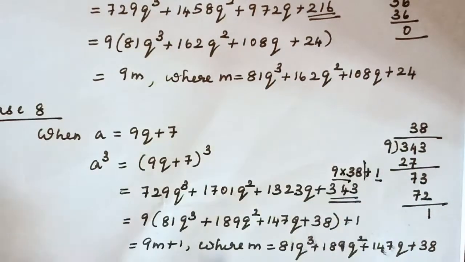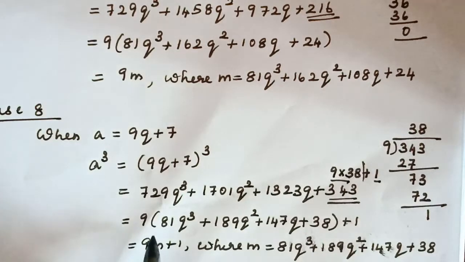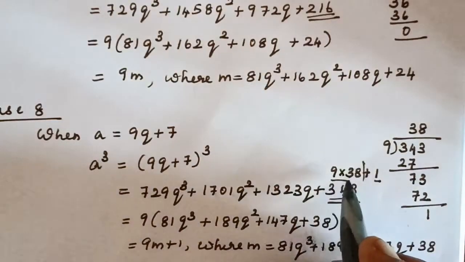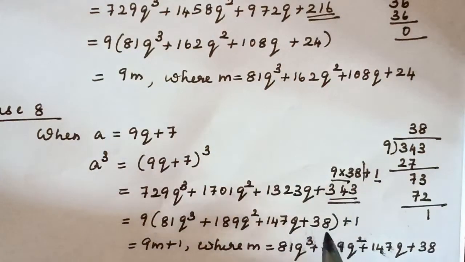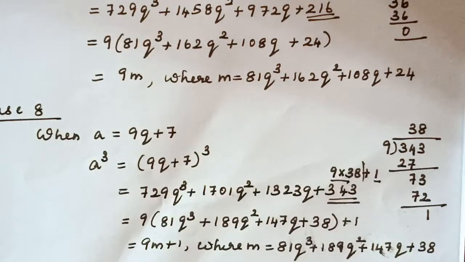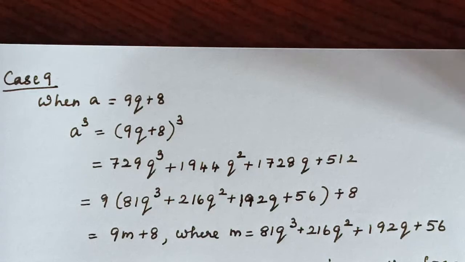So up to this, you could see that we can take 9 as a common factor. So 9 into (81q cube plus 189q squared plus 147q plus 38), because from this we took 9 outside, plus 1, which can be written as 9m plus 1, where m equals 81q cube plus 189q squared plus 147q plus 38. Now we will see case 9.